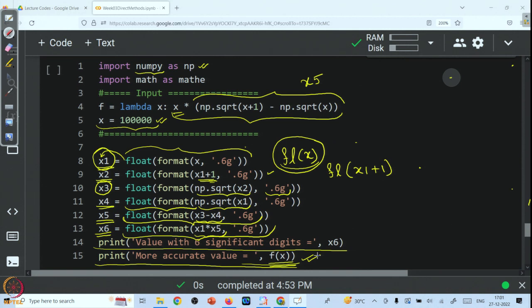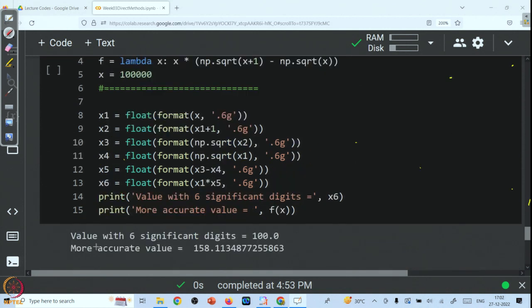And let us see the output of this program. The output of the function with 6-digit rounding is 100, whereas the more accurate answer is 158.113. If you go back to our class where we discussed this problem, there also we showed the output of this calculation as 100, which we have now calculated using a Python code. With this, we will end this class.